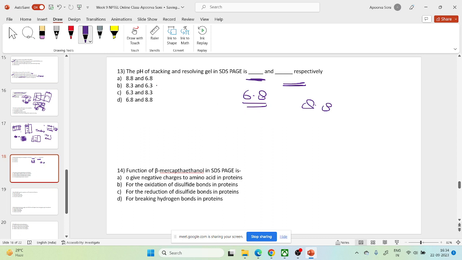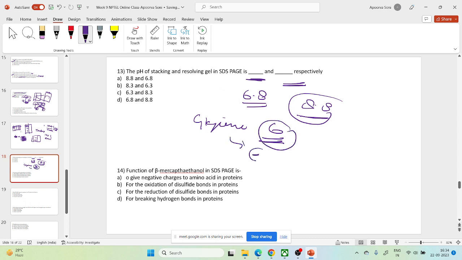6.6 is anyways not even in the options, but we have discussed that the pH of the resolving gel is more, therefore glycine, which has a pI of approximately 6, and because the pH is more than the pI, glycine has a negative charge, therefore glycine moves faster, and therefore your sample gets resolved in the resolving gel. So always remember, the pH of resolving gel is more than that of the stacking gel.